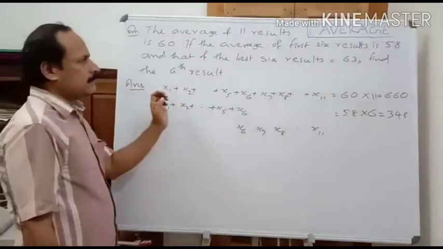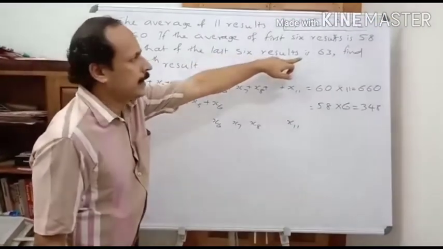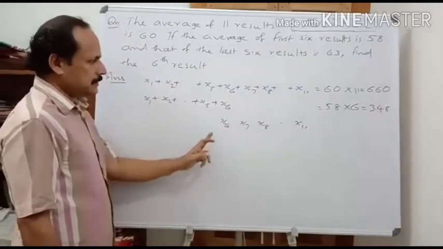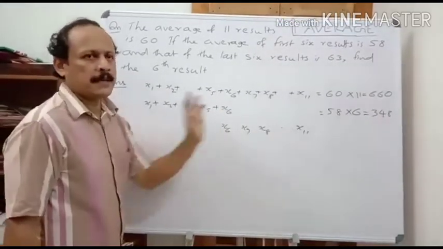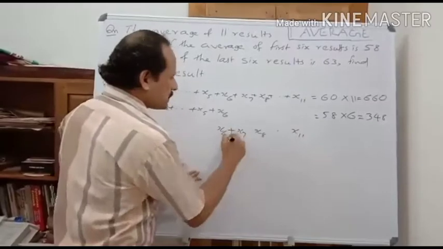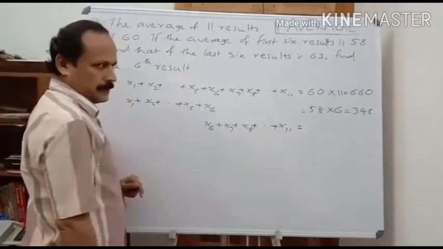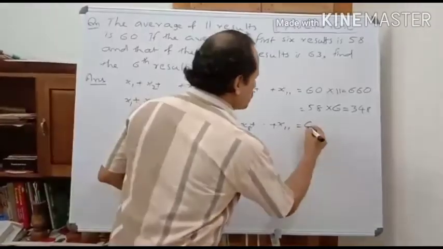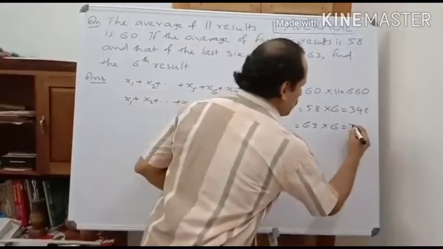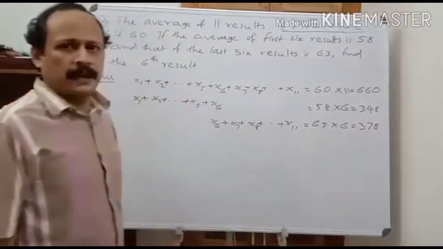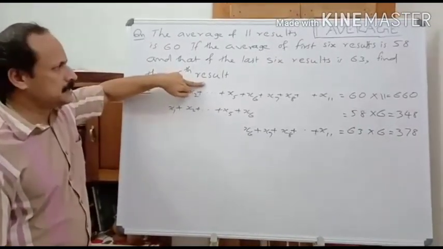And the last part of the given data: the last 6 results have average 63. Which are the last 6 results? That is x6, x7, etc., x11. Therefore, find out their sum: x6 plus x7 plus x8 plus etc. plus x11 equal to average 63 into their number, that is 378. And what is required? We have to find out the sixth result.